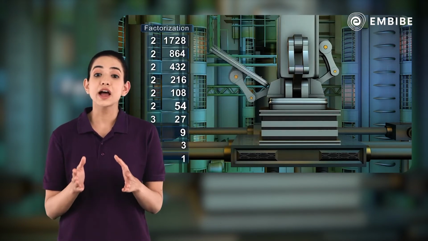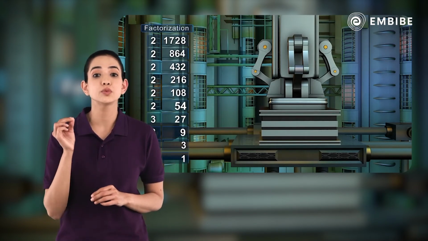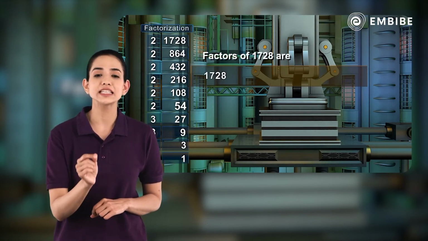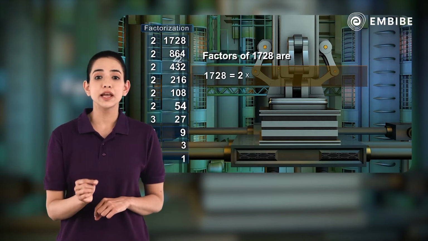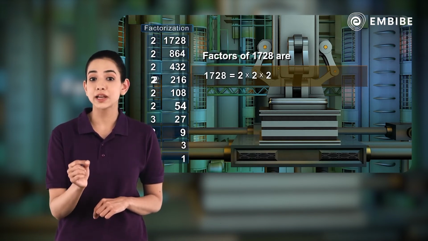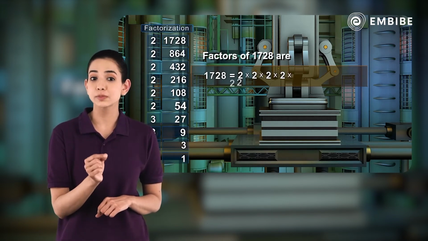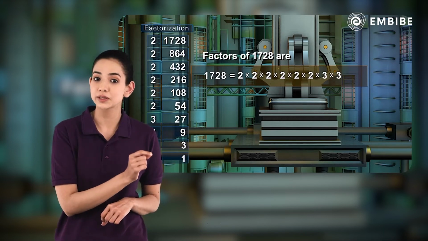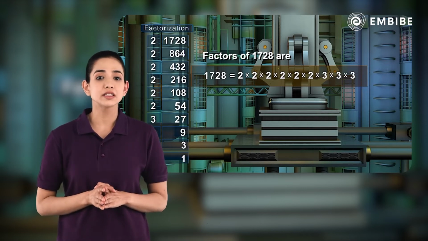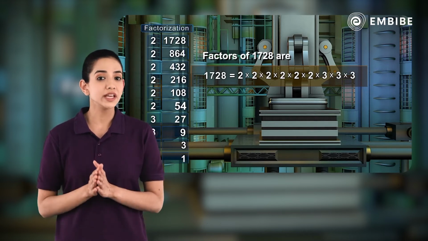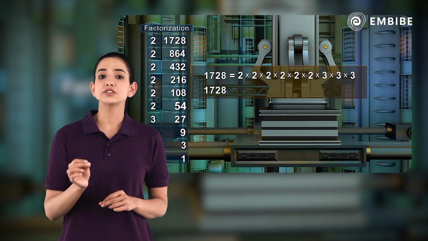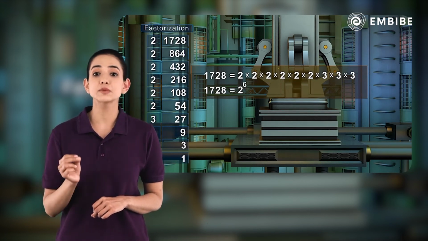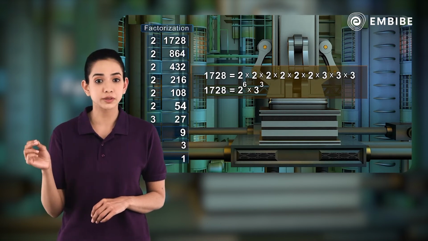So, the factors of 1728 are: 1728 is equal to 2 multiplied by 2 multiplied by 2 multiplied by 2 multiplied by 2 multiplied by 2 multiplied by 3 multiplied by 3 multiplied by 3. Writing the factors in exponential form, we get 1728 is equal to 2 raised to the power 6 multiplied by 3 raised to the power 3.